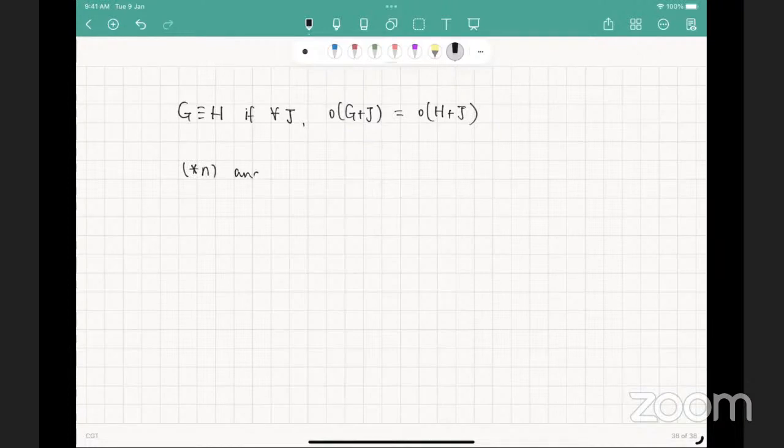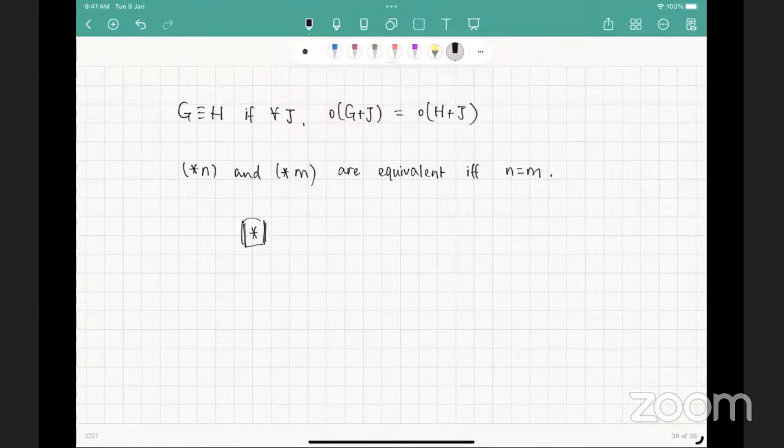N and M are equivalent if and only if N is equal to M. So each NIM game with a single heap with whatever number is a different game on its own right. It's a different equivalence class on its own right.